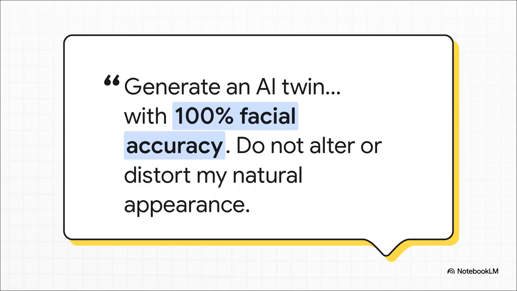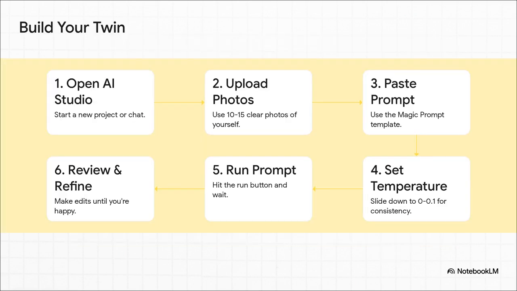Now, the level of detail here is what makes this thing work. The magic prompt is so specific, it literally commands the AI to maintain 100% facial accuracy, and it explicitly forbids it from altering your natural appearance in any way. That level of control, that's what separates some generic avatar from a true digital twin. So let's walk through this, step by step.